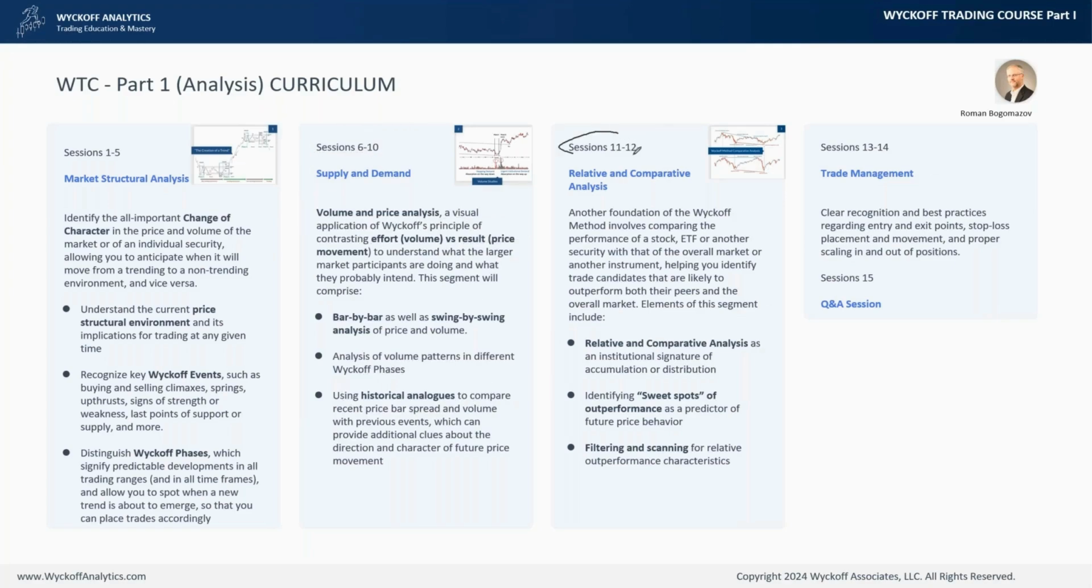And then for a couple of sessions, we'll talk about the relative and comparative analysis. This is relatively similar to everything that institutional people are doing. So that's why we want to know how they think and how we make that selection.